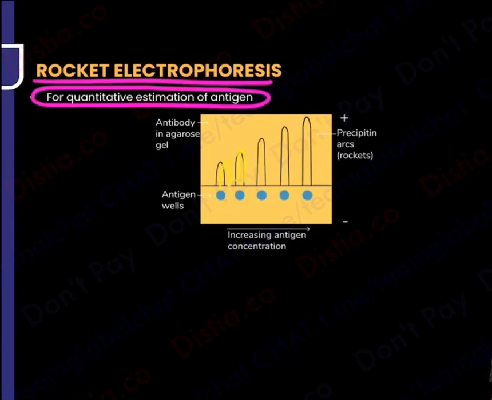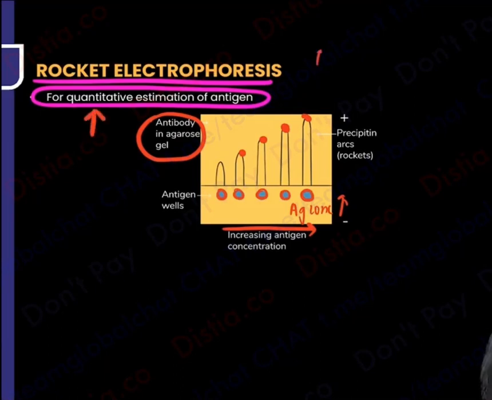You will see so many rockets in this journey. So what will you do? You will keep the antigen in the increasing concentrations. And you will add the antibody in the agarose gel and you will be able to see that as your antigen concentration is increasing, you will realize that the arcs, the rockets, are also increasing. So this helps you in doing the quantitative assessment. So remember, when we talk about rocket electrophoresis, the rocket is going to help you in the quantitative estimation.